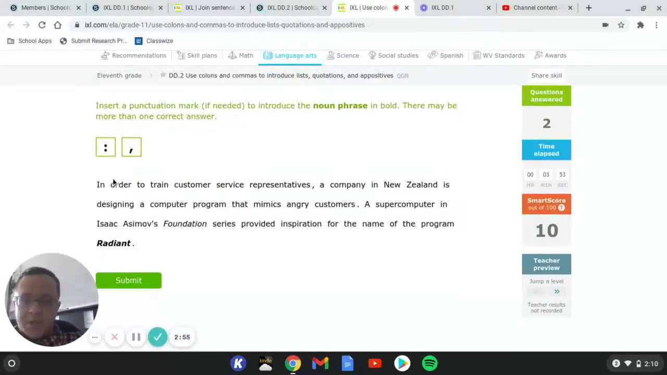In order to train customer service representatives, a company in New Zealand is designing a computer program that mimics angry customers. A supercomputer in Isaac Asimov's Foundation series provided inspiration for the name of the program, Radiant. So again, what comes before is a complete sentence, and then the information that is revealed comes after that complete sentence.